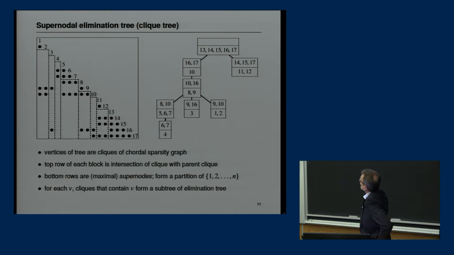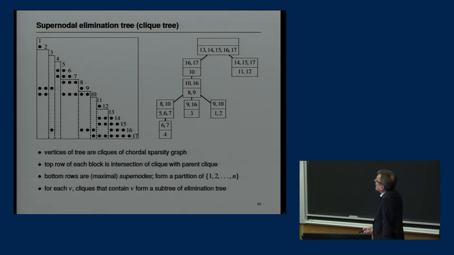So this is a clique tree. On the right, these blocks are numbered, so the supernodes are just these block columns with a common block sparsity structure. And many algorithms for sparse matrix operations can be formulated as recursions over tree structures like this, in topological order, starting at the leaf nodes and working to the root, or in inverse topological order.